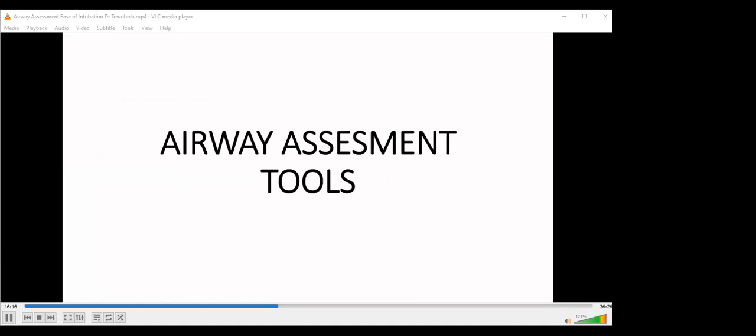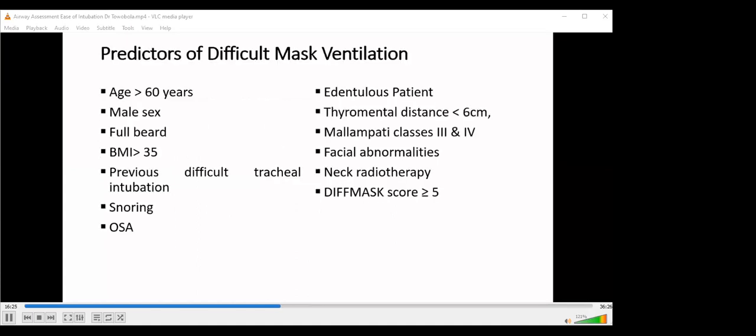Let's look at airway assessment tools. Predictors of difficult mask ventilation include age greater than 60 years, male sex, a full beard, a BMI greater than 35 kilograms per meter square, previous difficult tracheal intubation, snoring, obstructive sleep apnea, a edentulous patient, a thyromental distance less than 6 centimeters, Mallampati classes 3 and 4, facial abnormalities, neck radiotherapy, and a DiffMask score equal to or greater than 5.